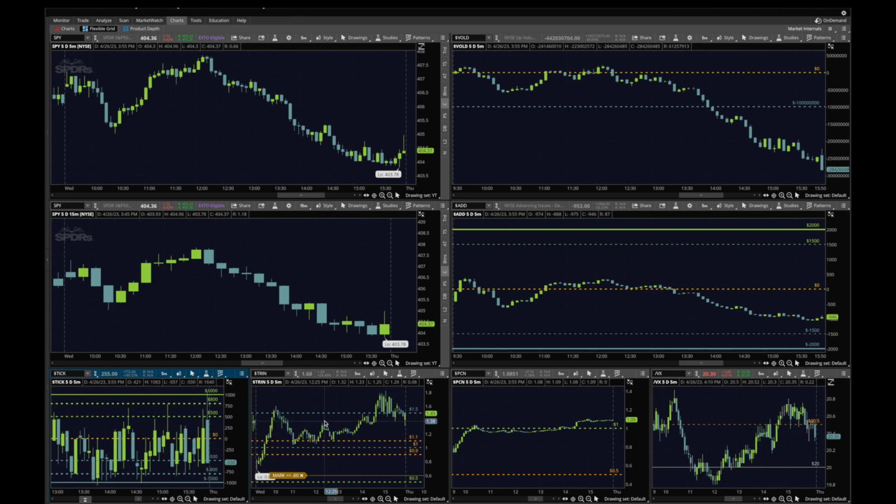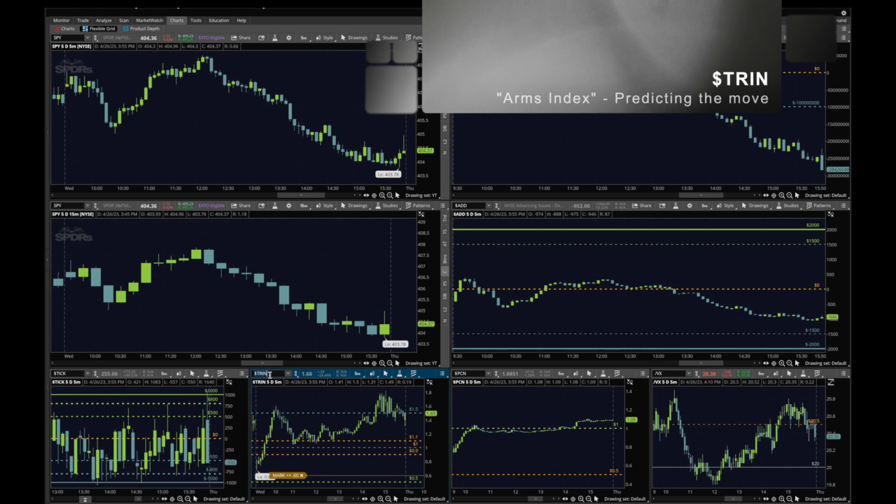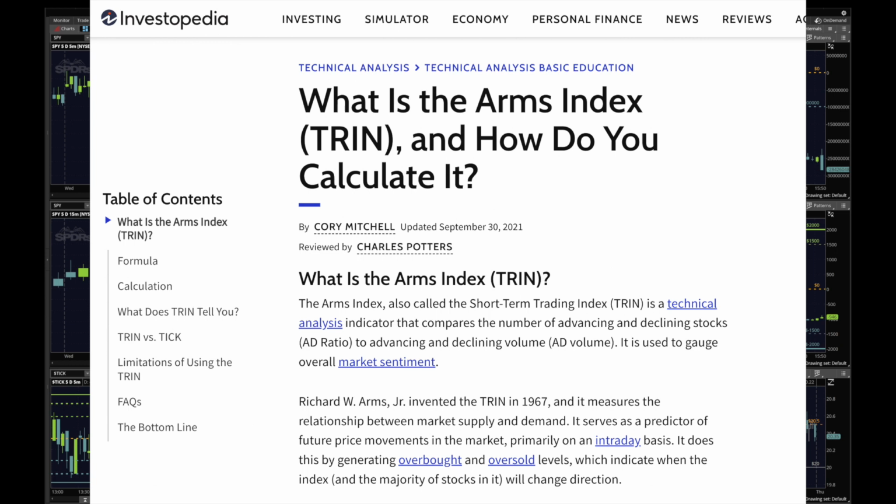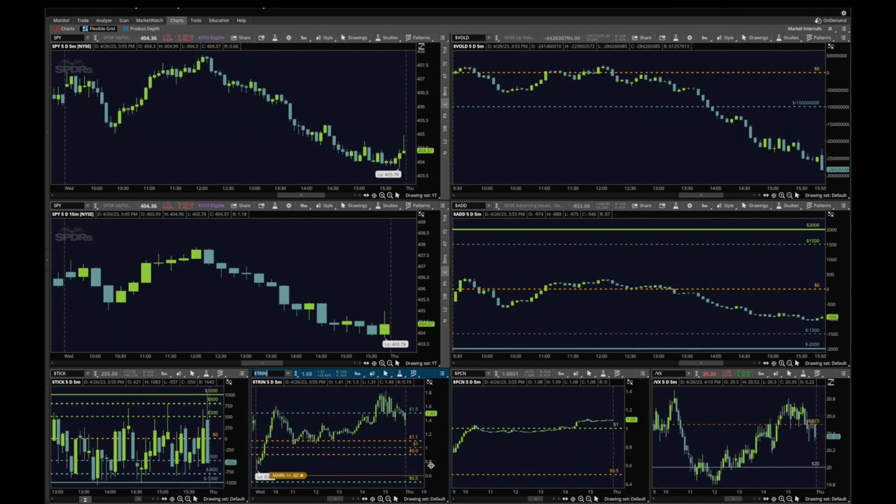The next one I think I'll get to here is the TRIN. So this one's relatively newer for me, but I found it to be that quote-unquote missing link to my trading. The TRIN, ticker symbol TRIN, actually has quite a long history. It's sometimes referred to as the ARMS index or short-term trading index. This was invented back in 1967, and it's basically another ratio chart that is comparing the market supply and demand relationship. The end goal of it is to predict future price movements.